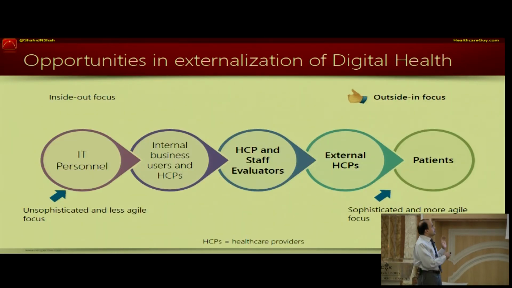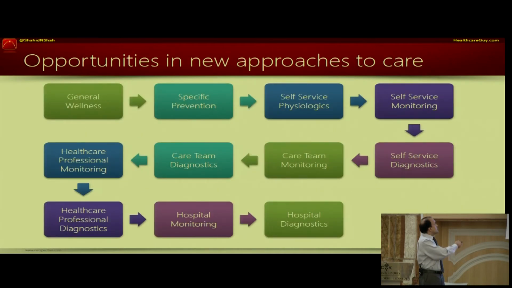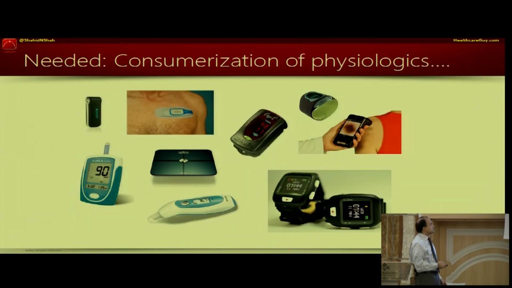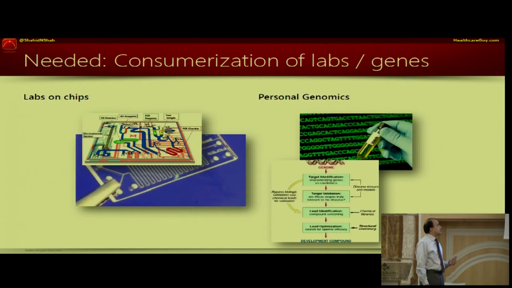So the other opportunity is in externalization. As we move it from IT departments straight to patients, huge amounts of changes are occurring. If you think about this occurring where patients are now the focus, you can see that there's a lot of opportunity up in here. This is billions of dollars of opportunity in this top area. So what do we need here? We need more and more physiologics. So things that used to be done in hospitals can now be done at home.